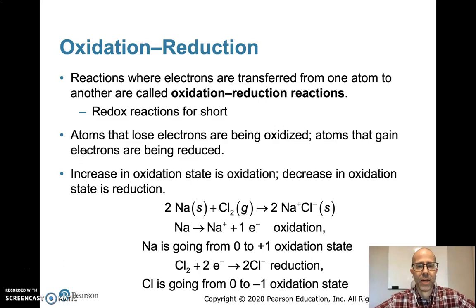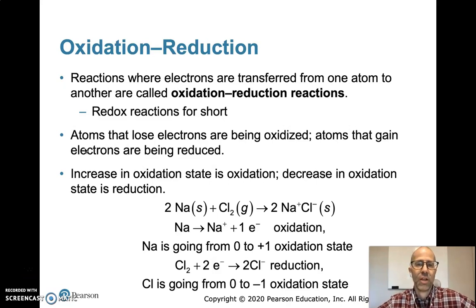A couple of mnemonic devices could help you remember this. One is OIL RIG. OIL is oxidation is loss, loss of electrons. RIG is reduction is gain of electrons. So OIL RIG: oxidation is loss, reduction is gain.